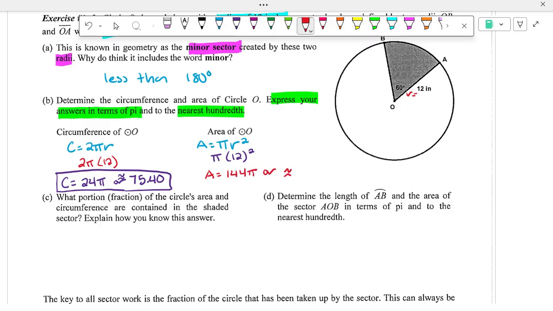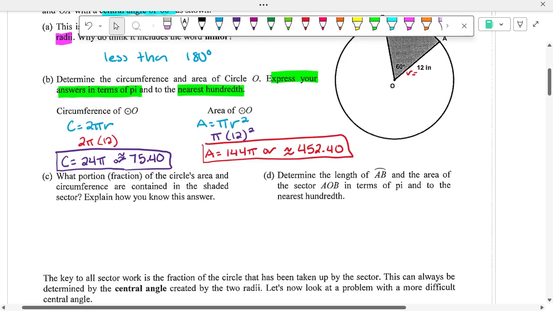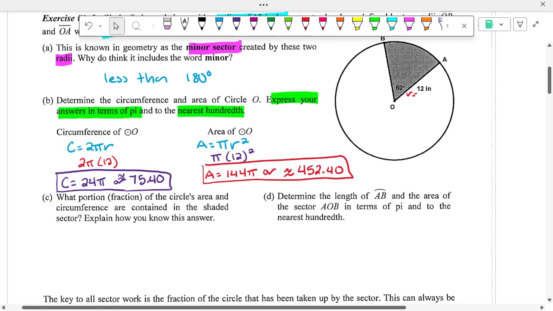or if you plug that in your calculator, what is it to 2 decimal places? 452.39? Guys, hush. Guys, stop talking, please. All right.